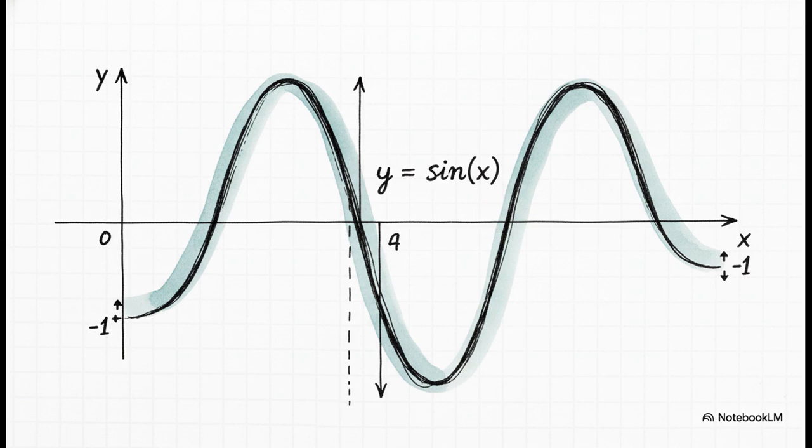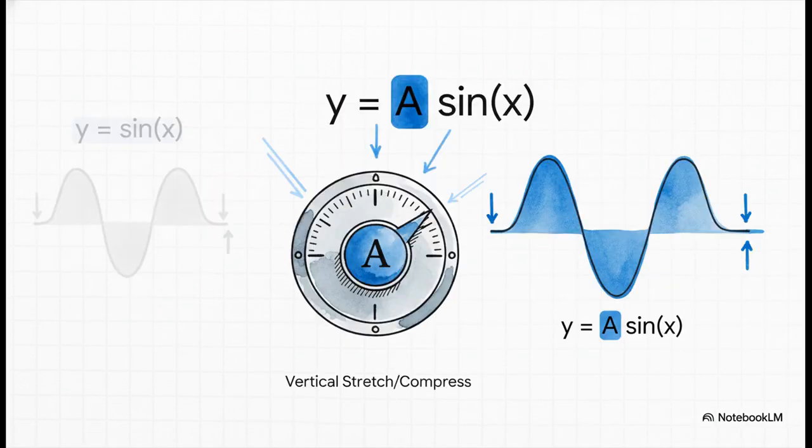This is the classic. It's got this perfect, predictable rhythm, right? It goes up to a peak of 1 and then down to a valley of -1 over and over again. But that's kind of boring, isn't it? What if we want to mess with that height? What if we want to amplify it or maybe quiet it down? Well, this is where the magic happens.